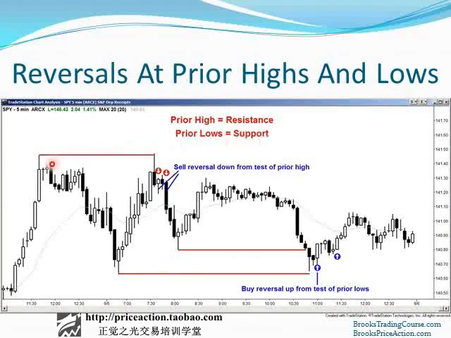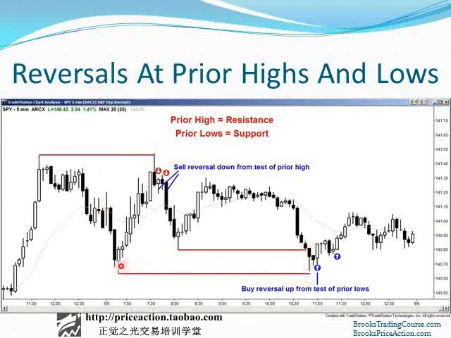Prior highs and lows are support and resistance. So we have a high here. The market went a little bit above it and then reversed down in a strong bear reversal bar, creating a double top. A prior low here. The market touched it but broke through.